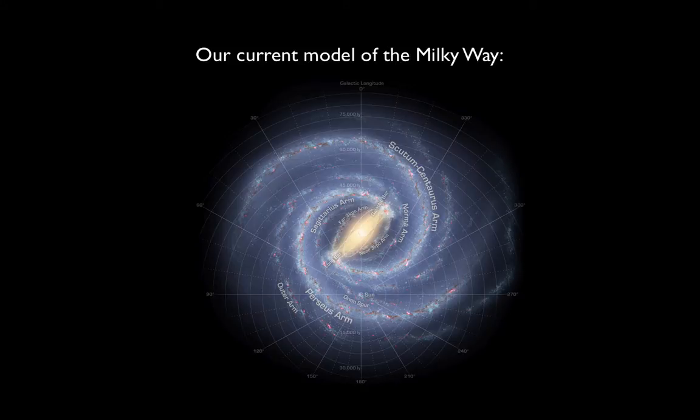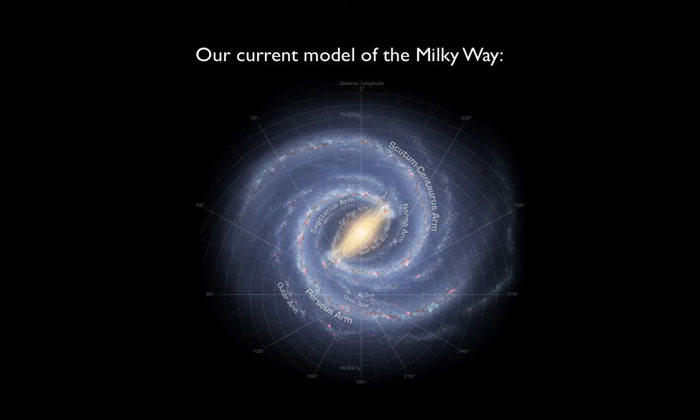So here's our current model of the Milky Way. This is a face-on view. We're looking down onto our galaxy as if we were able to travel away from it. And the sun is at the center of this coordinate system over here, towards the south under the bulge.